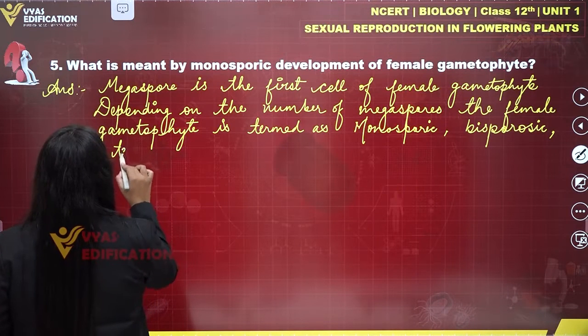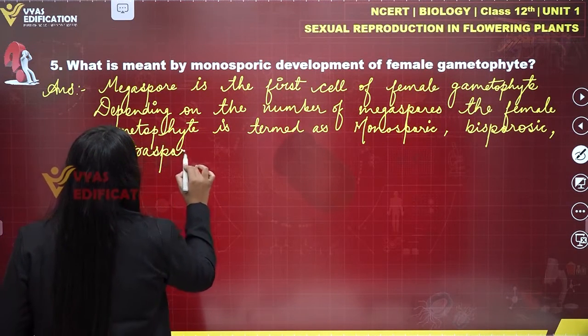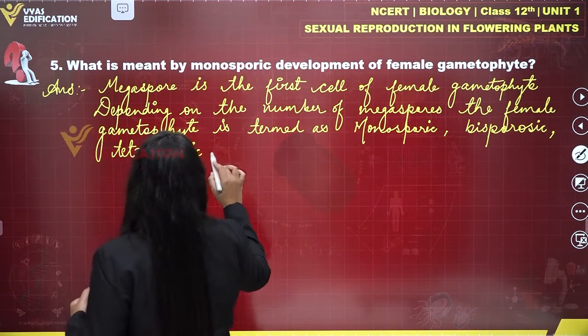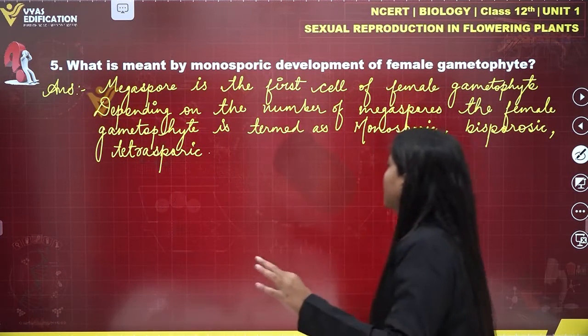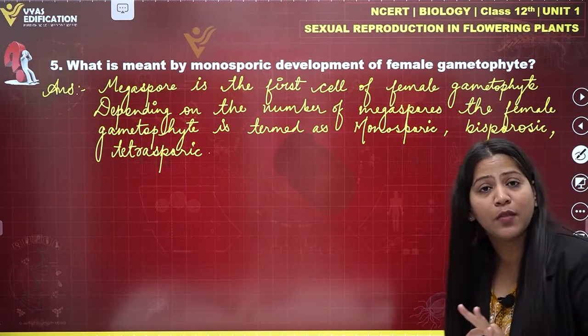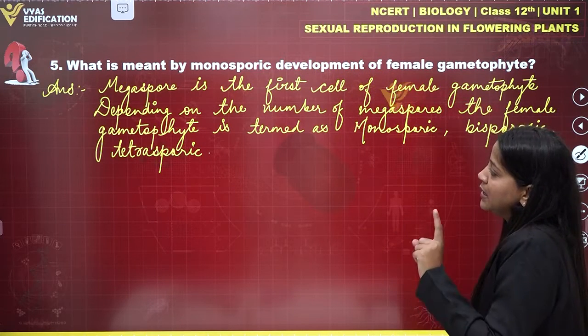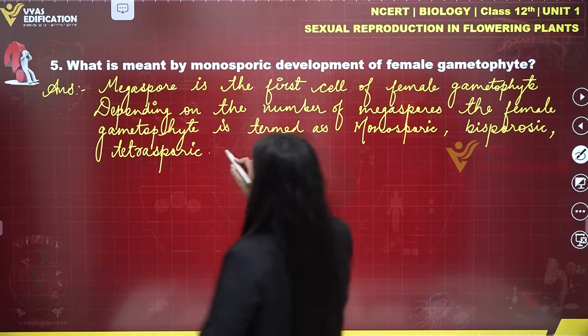It also can be tetrasporic in case of angiospermic plants. So it can be monosporic, it can be bisporic, and it can be tetrasporic depending on the number of megaspores present in the ovule. So now what happens?